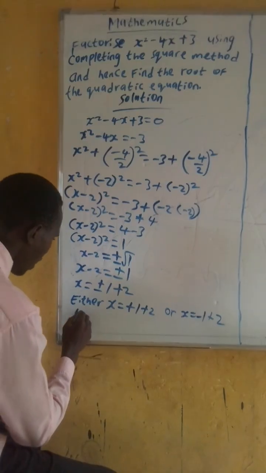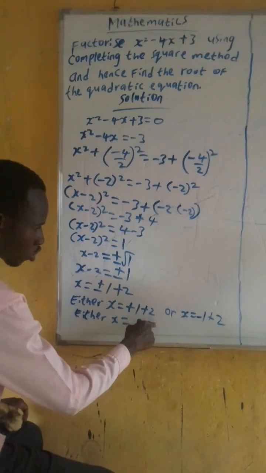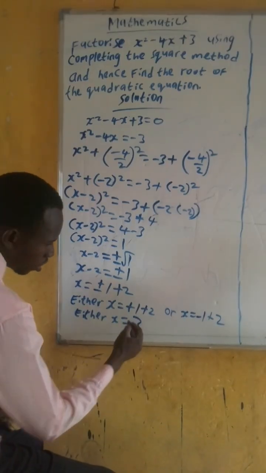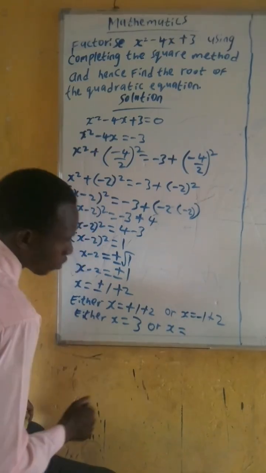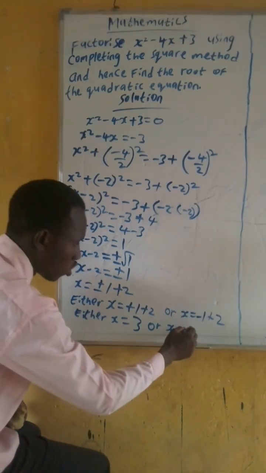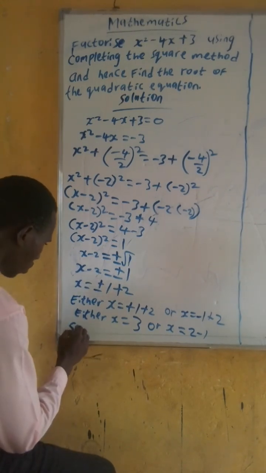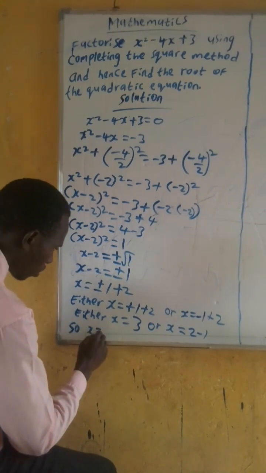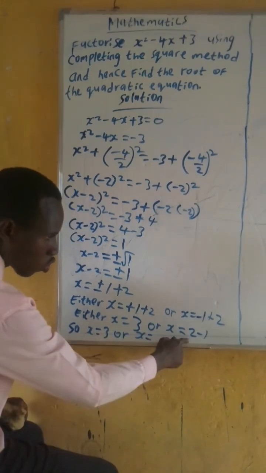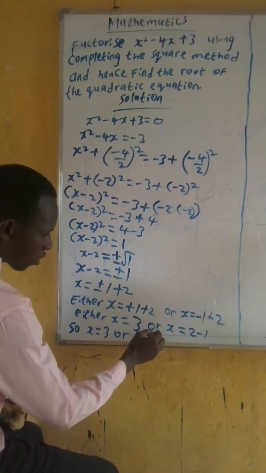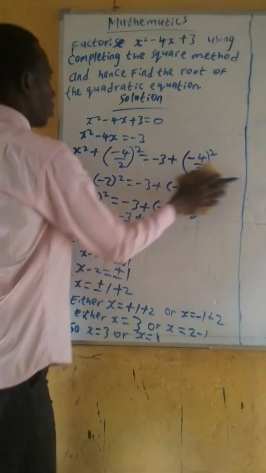So that means either x equals to what? 1 plus 2, or plus 1 plus 2 is what? 3. Or x equals to minus 1 plus 2 is the same thing as what? 2 minus 1. Are you getting me? So x is equal to what? 3, or what? Or x is equal to 2 minus 1 is what? 1. X equals to 3 or x equals to 1.